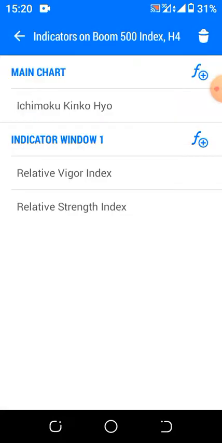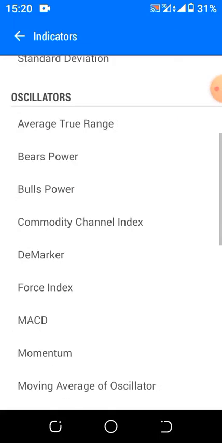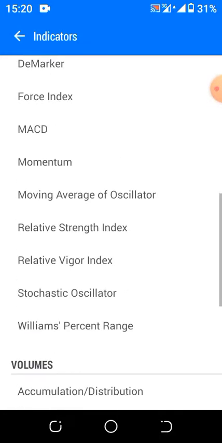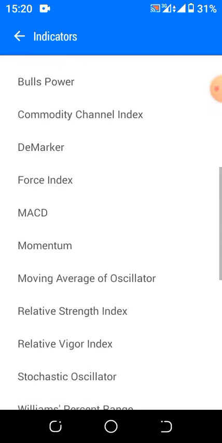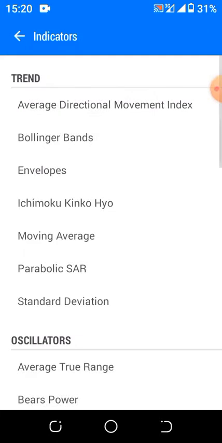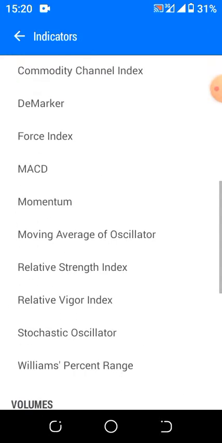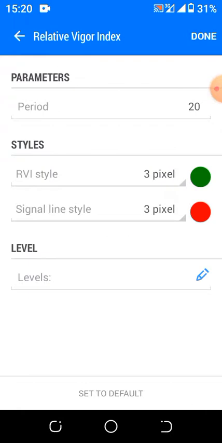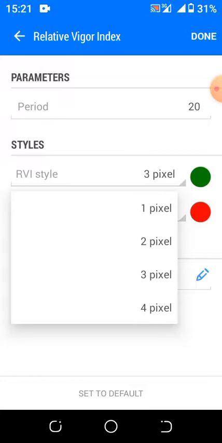Then you go to the relative vigor index. You can find the relative vigor index and also the relative strength index under oscillators. For this one you have the period 20, the colors should be green and red, which are the default colors. Then the pixel should be increased to 3, and also for this one 3.